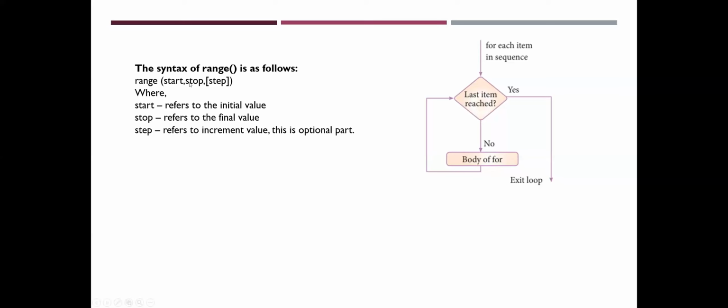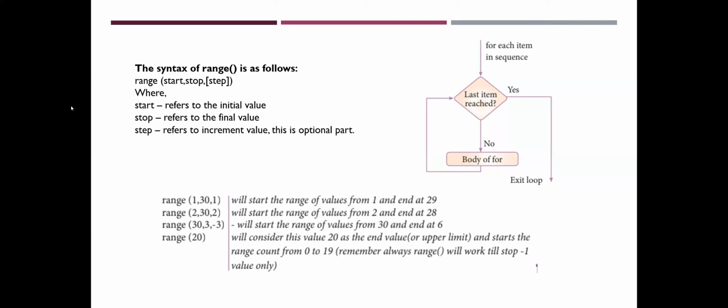In this range function we give three parameters: start, stop, and step. The start says where the condition starts, here at 1. The stop value says where the condition should stop. The stop value in range is always stop minus 1. Here you can see 30. It will start at 1 and end at 29, because 30 minus 1 is 29. Until 29, it will run. The incremental value is given as the third parameter, which is 1.